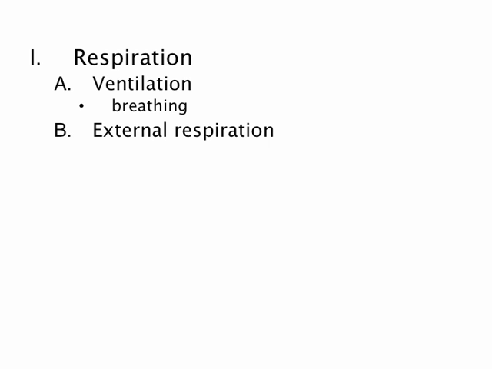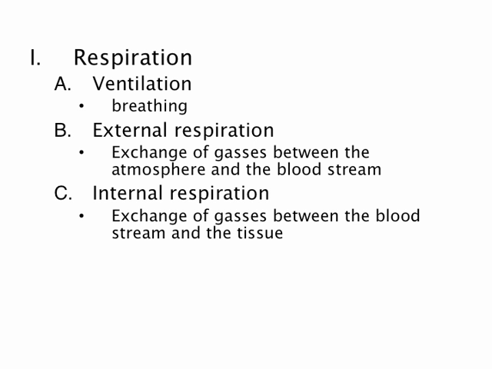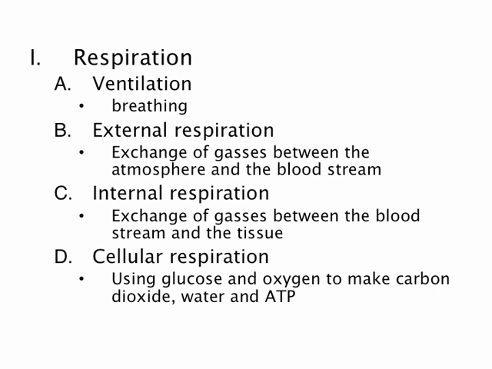External respiration is a little bit more specific. This is the exchange of gases between the atmosphere and the bloodstream. This usually happens inside of the lungs. Internal respiration, then, is going to be the exchange of gases between the bloodstream and the tissue. And the last type of respiration we looked at in the beginning of the class was called cellular respiration. And this is the process by which we use glucose and oxygen to make carbon dioxide, water, and ATP.